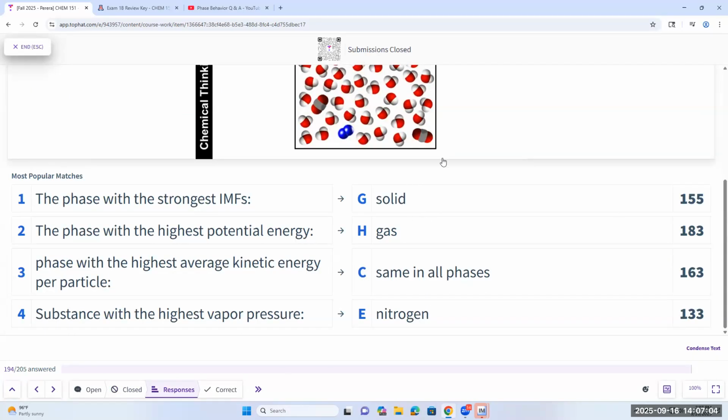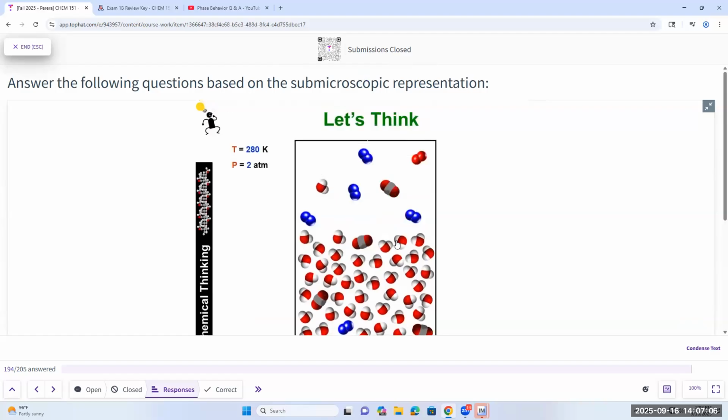Most of you said solid. It would have been correct if we had a solid in the system, but based on the representation, we don't have a solid, so it cannot be your answer. It must be the liquid.